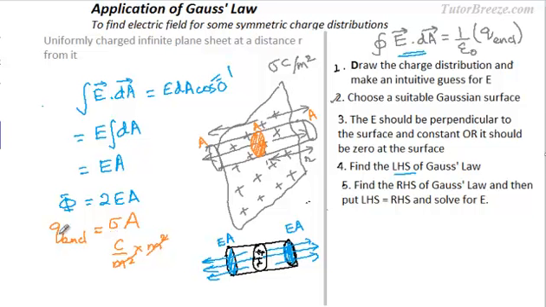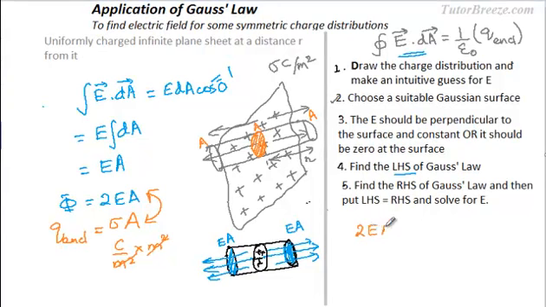Now we'll equate the total flux with the charge enclosed over epsilon naught. So we get 2 times EA is equal to sigma A, the charge enclosed, over epsilon naught. And finally we get the electric field due to this infinite plane uniformly charged sheet as sigma over 2 epsilon naught.